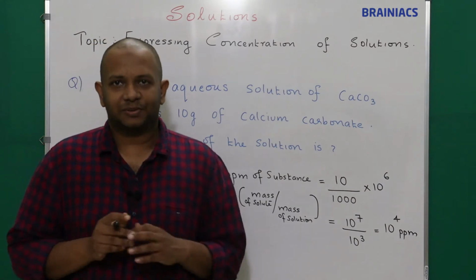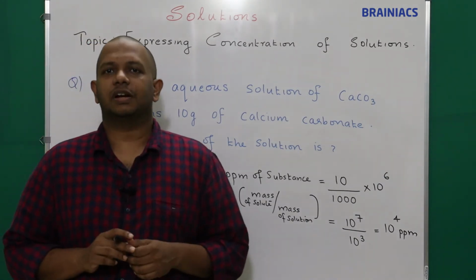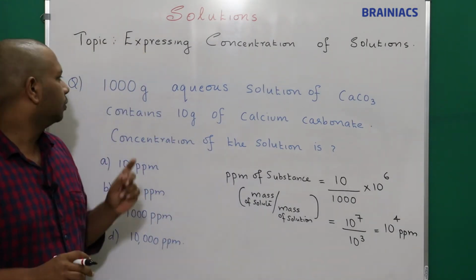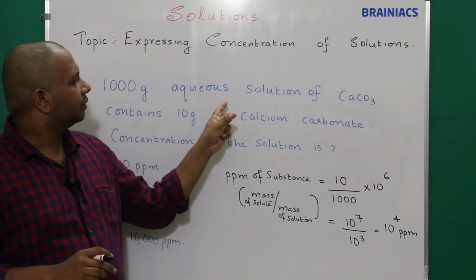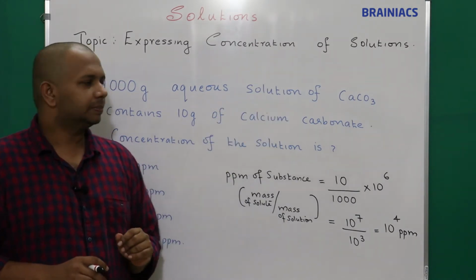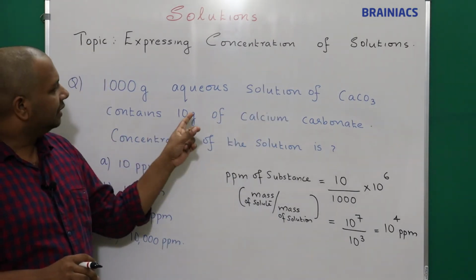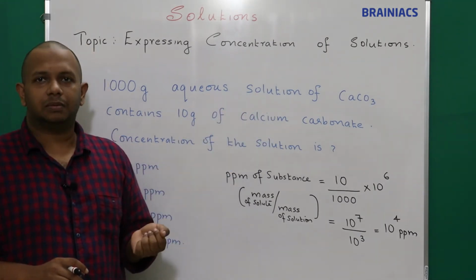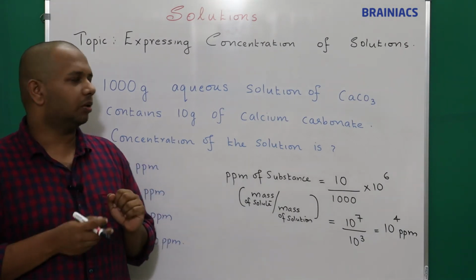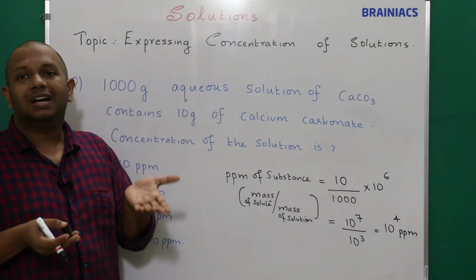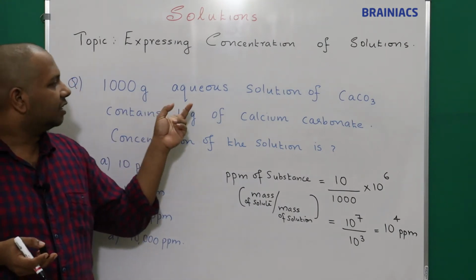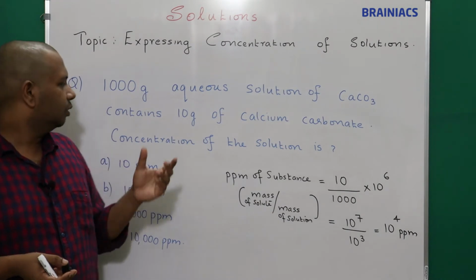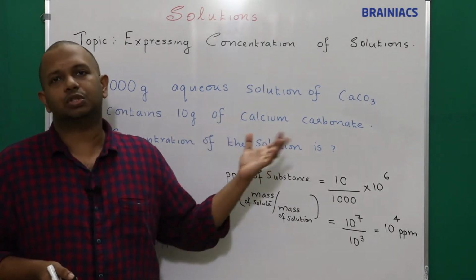Hi, so now we will discuss a question regarding parts per million. Read the question. Here you could see 1000 gram aqueous solution of calcium carbonate contains 10 gram of calcium carbonate. So aqueous solution of calcium carbonate means calcium carbonate in water. How much is that solution? 1000 gram. And in that, how much calcium carbonate is present? 10 gram. Now the question is, the concentration of the solution is.